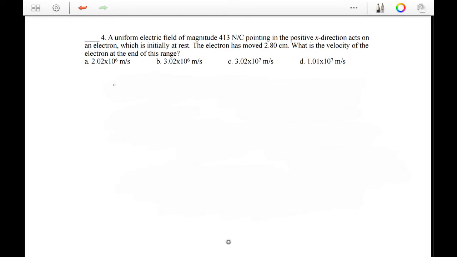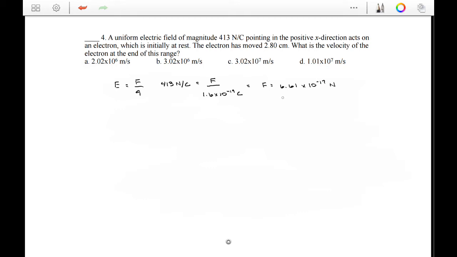So like I said, first we're going to use the electric field equation, which is E is equal to F over Q, which is force over charge. And so we're given the electric field, so that is 413 Newton per Coulomb is equal to force over charge. We're not directly given the charge, but since it's an electron, we know that an electron has the elementary charge of 1.6 times 10 to the negative 19 coulombs. So our force, put that in a calculator, is roughly 6.61 times 10 to the negative 17 newtons.